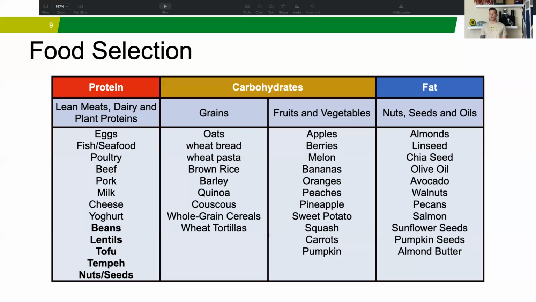Carbohydrates then, I've split that down into grains and fruits and vegetables. So grains, you've got oats, wheat bread, wheat pasta, brown rice, barley, quinoa, couscous, whole grain cereals, and wheat tortilla. Now, everything I've said there is obviously of a brown variety. So when I'm talking about wheat pasta and wheat bread, it's whole grain, brown bread, whole grain pasta, brown rice. Now, there's no issue with eating white rice and white bread. The only difference is that it's got a lot lower amount of fiber in it.